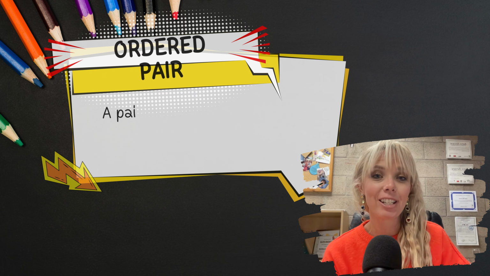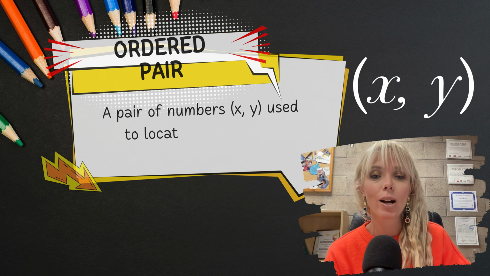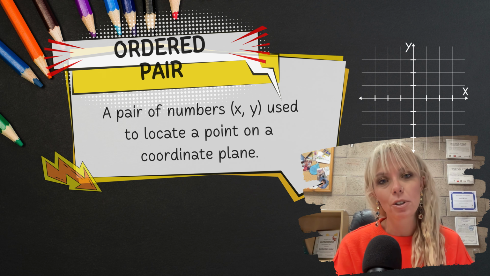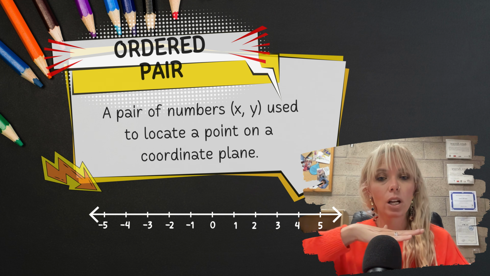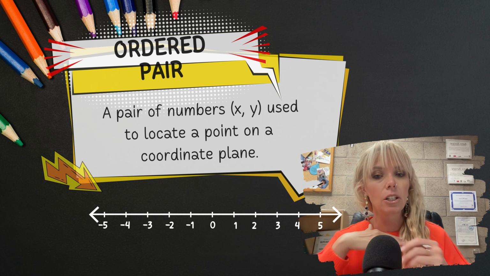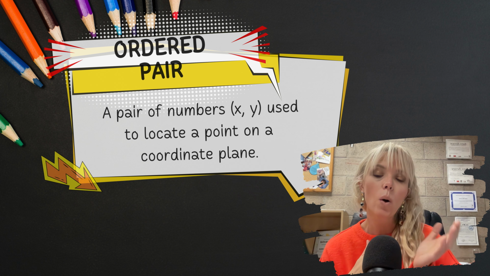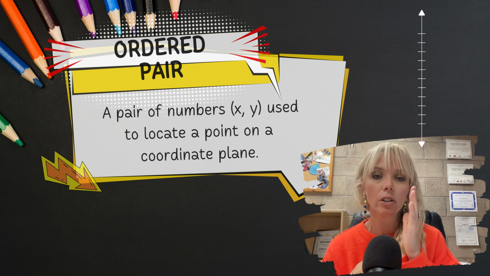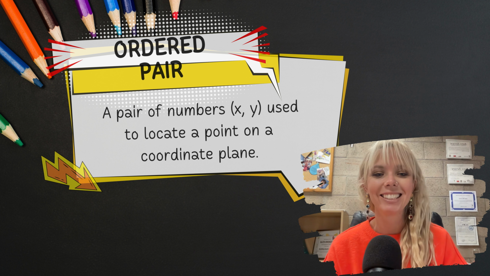I just mentioned this word, ordered pair. An ordered pair is a pair of numbers, x and y, used to locate a point on a coordinate plane. So we're going to be graphing ordered pairs on our coordinate plane. The x term is your horizontal movement. So your first number is going to tell you to move to the right or to the left on the horizontal number line. And then the y point, your second value, is going to tell you your movement on the vertical number line. Positive, you're going up, and negative, you're going down.